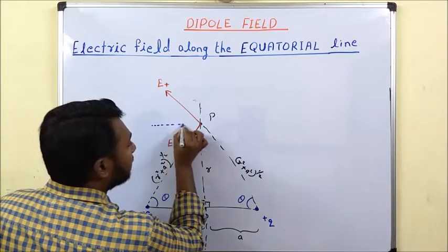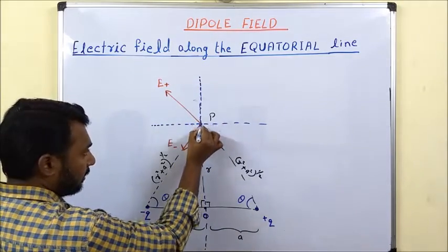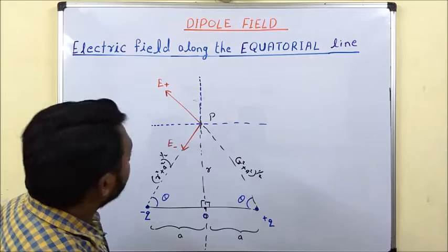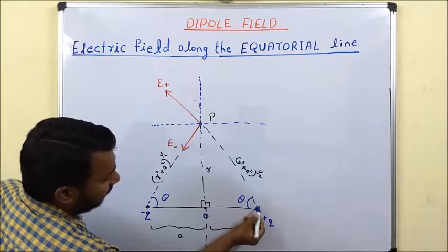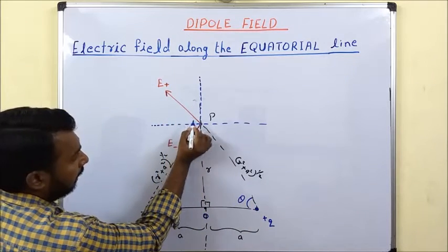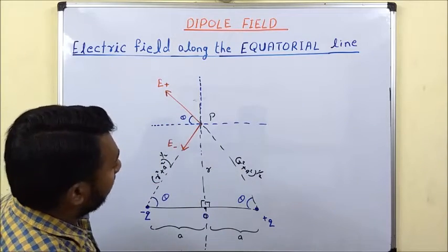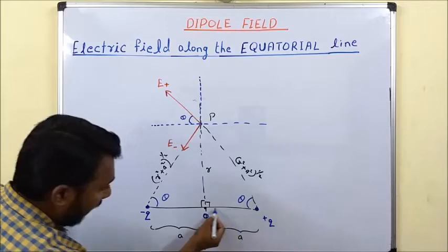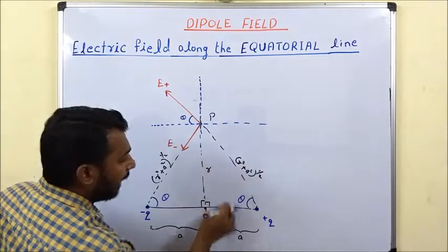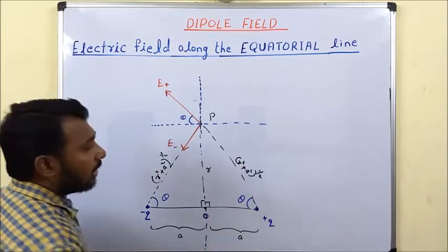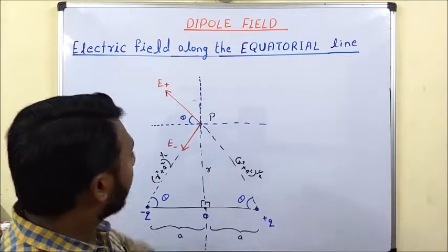So let's consider a line which is parallel to this one, and this is perpendicular to the dipole. Now look at this theta. Look at that line. You can say this angle is also theta. Why? Because the axis of the dipole and this line are parallel, and this line will act as a transversal. So these two angles are corresponding angles. So corresponding angles are equal.